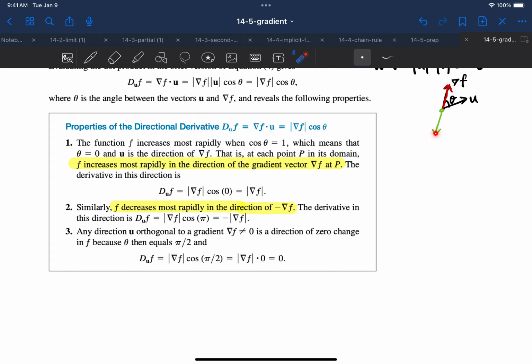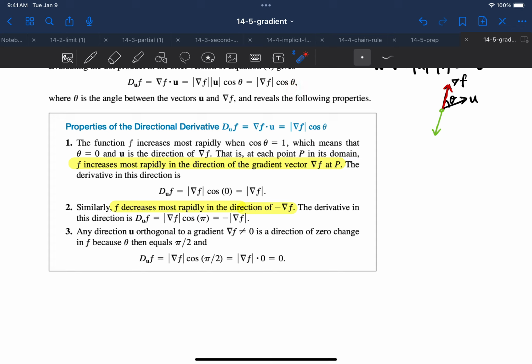This direction, then decrease the height. But in which direction you are maintaining your height, which means the ratio of change has to be 0. You don't change. So I want this as 0. Then cosine value becomes 0 when theta is pi over 2, or 90 degrees.